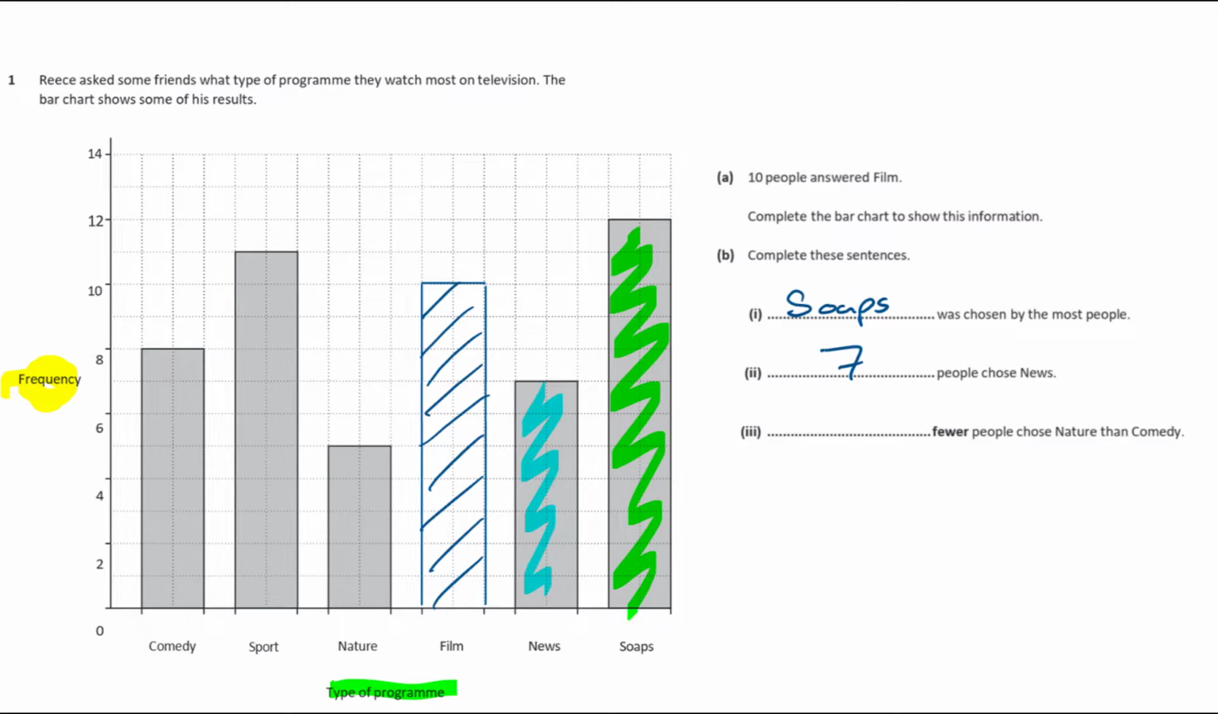And then finally, blank fewer people chose nature than comedy. So fewer. So this is the comedy bar, and here is the nature. So the difference between the two is this amount, isn't it? It's one bar subtract the other, which is 3 people. So 3.